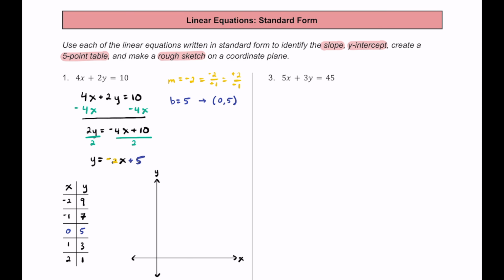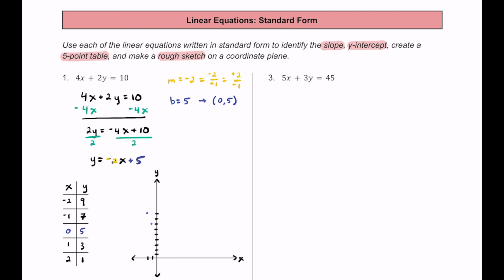So for negative 2, 9, that's going to be 2 to the left and then 9 up. So 1, 2, 3, 4, 5, 6, 7, 8, and 9. So negative 2, 9 is going to be somewhere up here. Okay, I'm just going to put a dot roughly there. And then negative 1, 7 is going to be roughly here. Okay, that's 1 to the left and then 7 up.